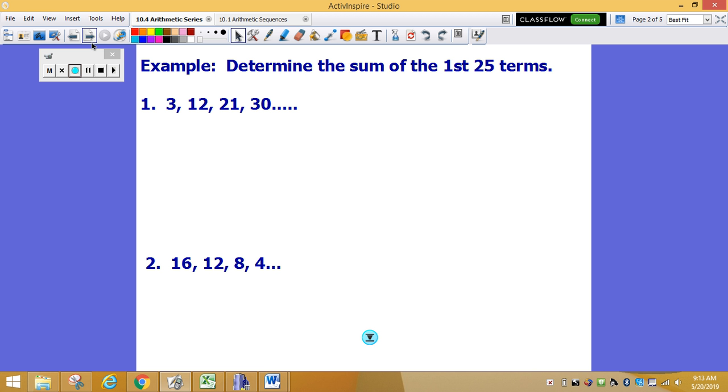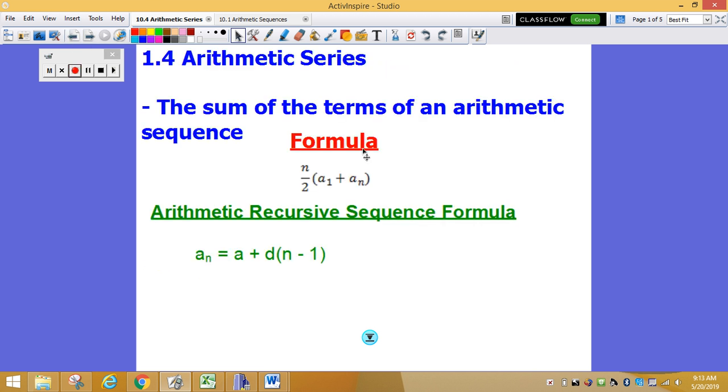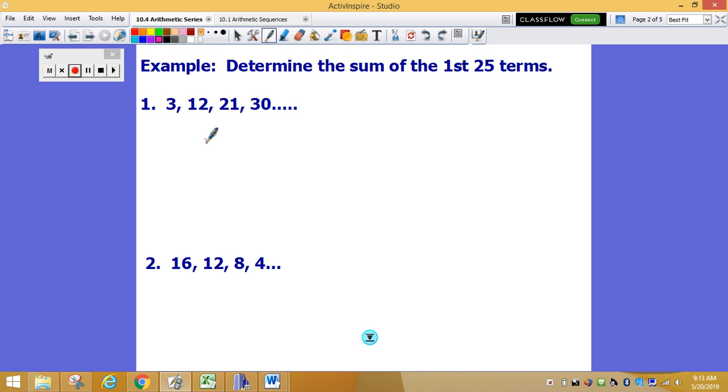All right, so write down this first example, and I'm going to go through how we're going to find the sum of the first 25 terms. So if you remember, our formula is n divided by 2. N is the number of terms. So that's where I'm going to start. There's 25 terms, so I'm going to do 25 divided by 2.